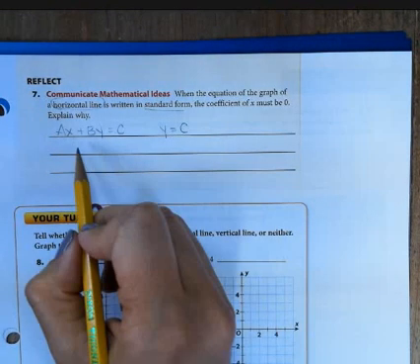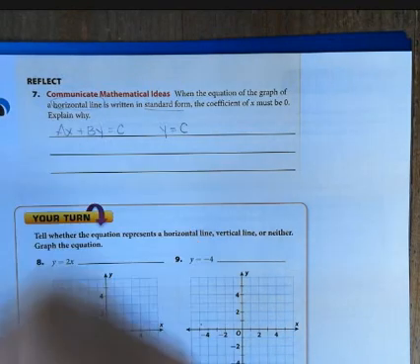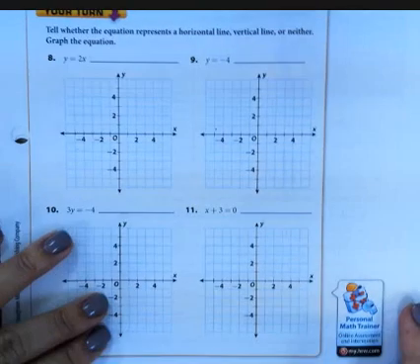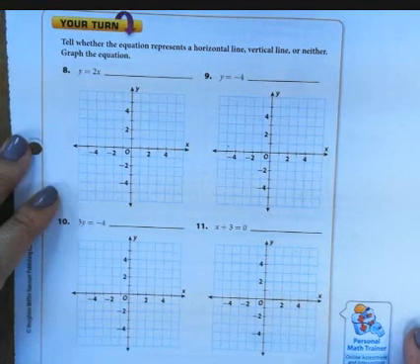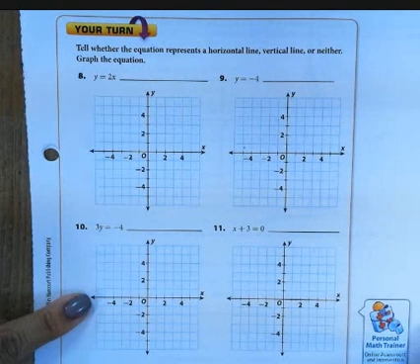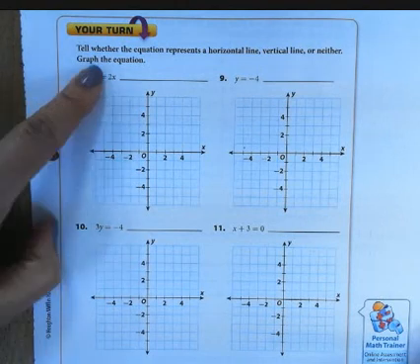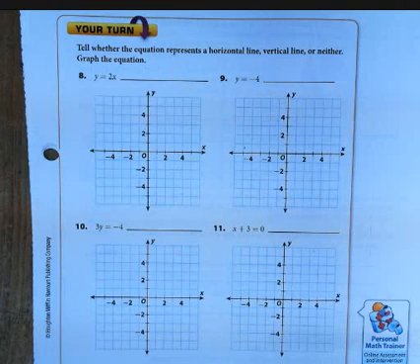So here it says to tell whether each equation represents a horizontal line, vertical line, or neither. And then it says to graph the equation. So in this case, we see y equals 2x. We can see that we have an x value and a y value, but we don't have any missing variables. Because of that, we can say that this is going to be a linear line, so it's not going to be horizontal and it's not going to be vertical. It is going to give us a regular diagonal line. So in this case, it's going to be neither.